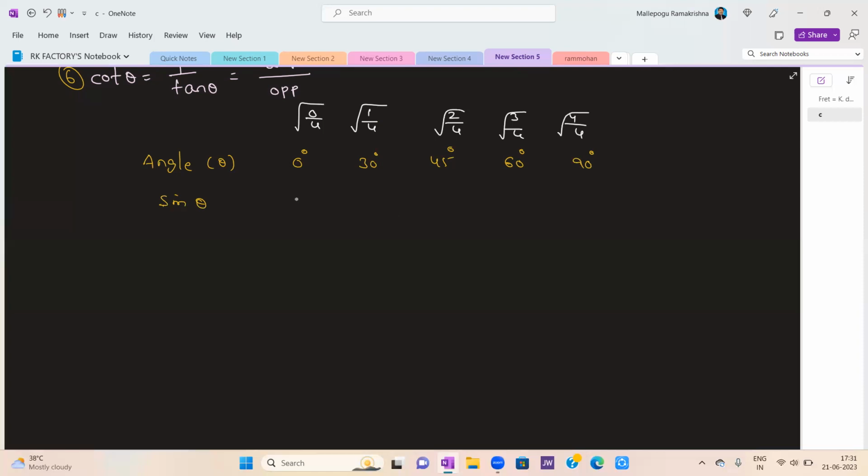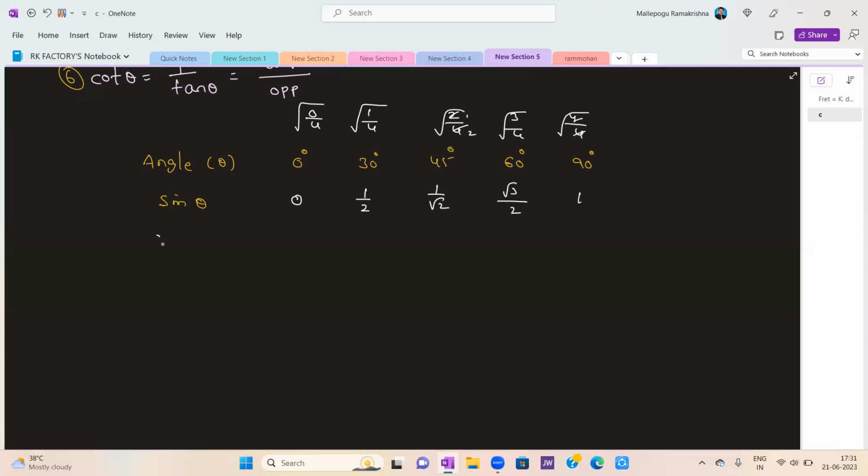0 by anything just goes to 0. 1 by root 4 is 1 by 2. Then 2 by 4 is 1 by 2, so 1 by root 2. Now what are you going to do? Root 3 by 2, because the square root of 4 is 2. Next, 4 gets cancelled, and the square root of 1 is 1.